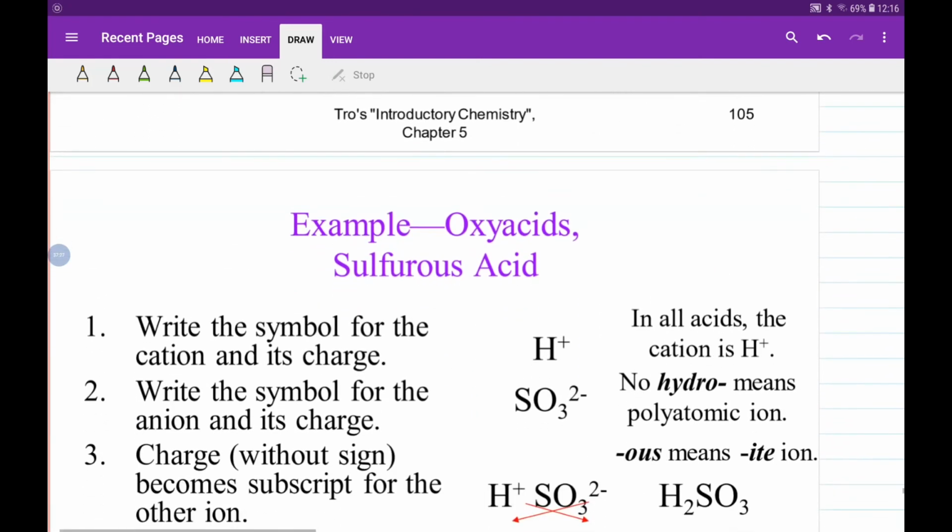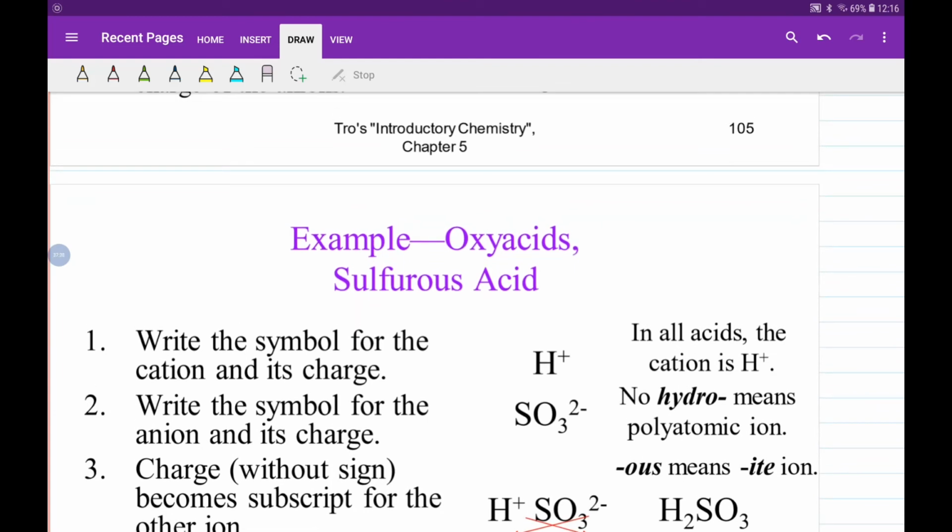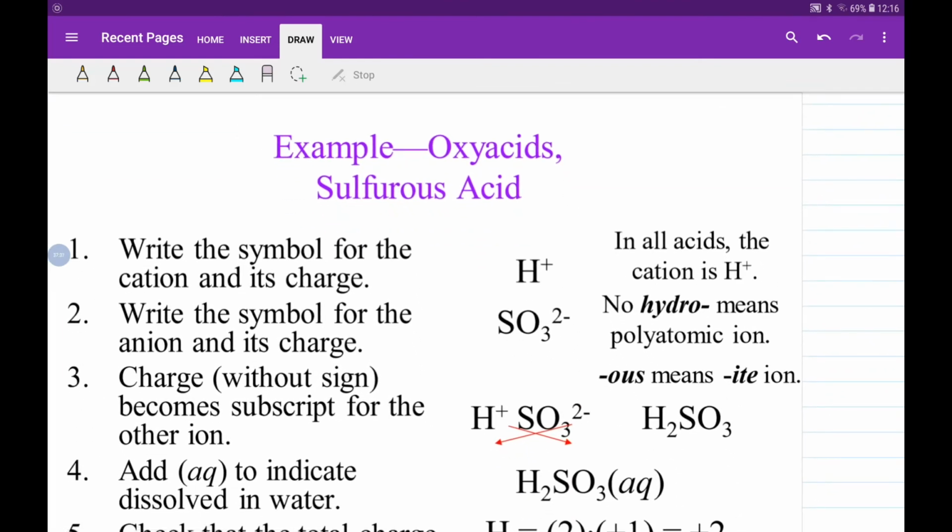H2CO3. Sulfurous acid, on the other hand, there's no hydro. It's a polyatomic ion, and it's sulfur because it ends with OUS. That means I must have a polyatomic ion that ends with ITE. For sulfur, that's 3 oxygen. The charge is still -2. I need 2 hydrogen for that. Therefore, the formula will be H2SO3.